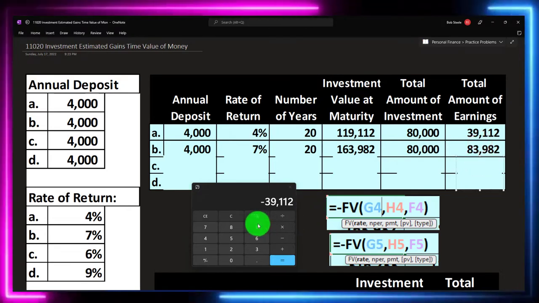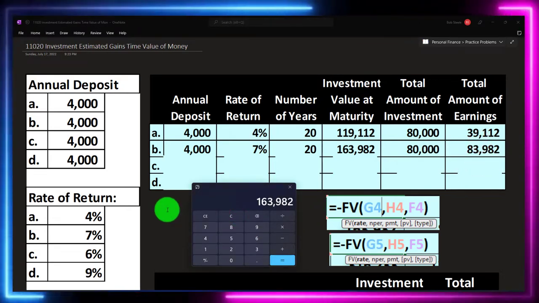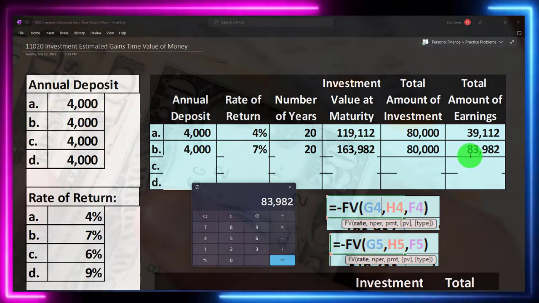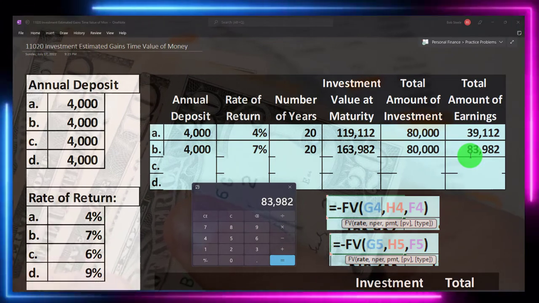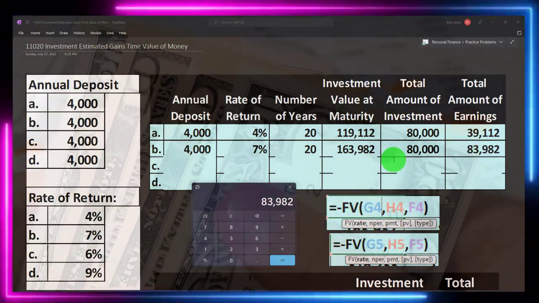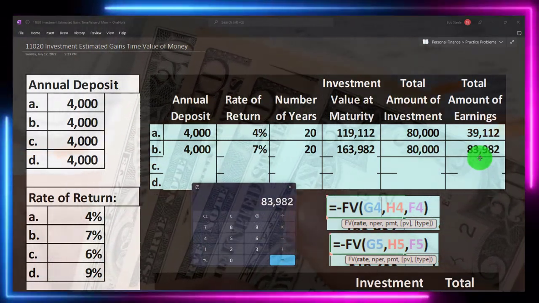If I compare that to how much we invested, 4,000 times 20, I can look at the difference, which would mean, what would we earn over that time frame? Well, we have 163,982 minus 80,000, which is what we put in. We earned 83,982. Now you've got to be a little careful with these earnings, because notice that we're talking about future value dollars here.